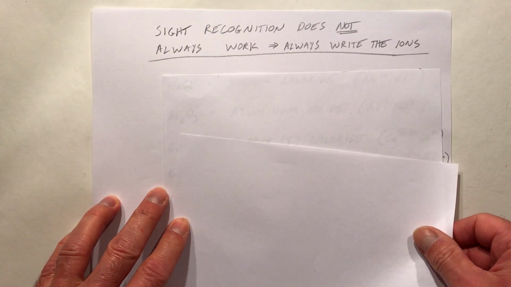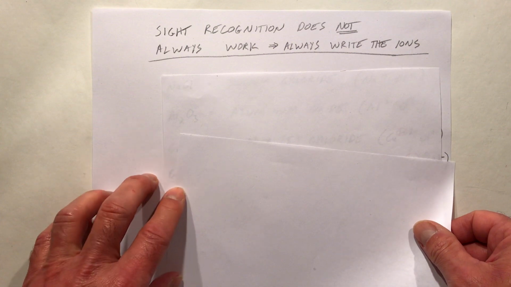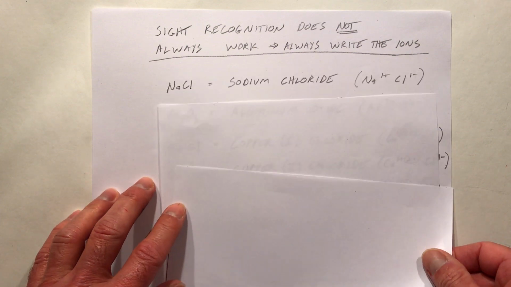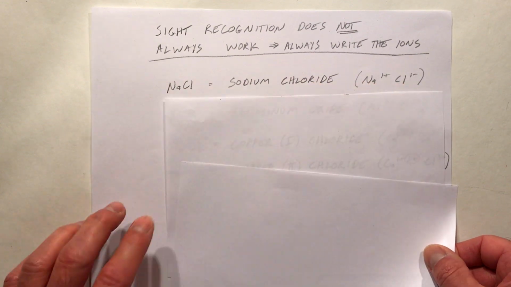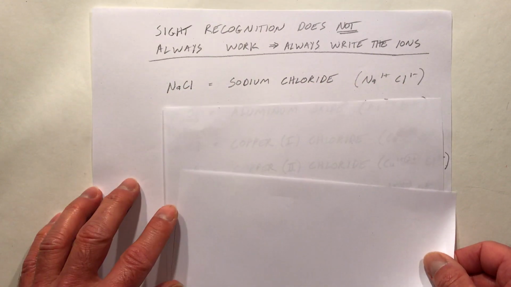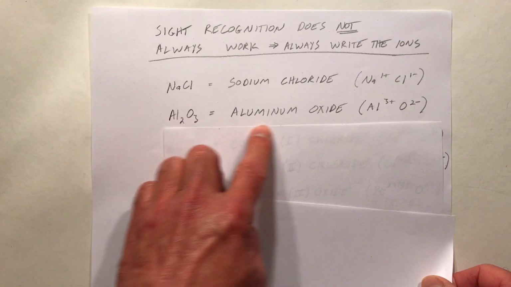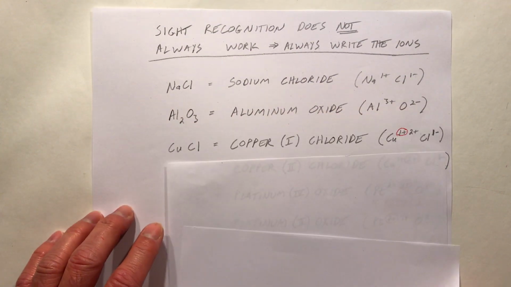So when we do some of the problems on the assignment, make sure you write the ions out. All right, so you might say, hey, NaCl, that's sodium chloride, right? Sodium ion, chloride ion. Site recognition, sodium chloride. Aluminum oxide, right? Aluminum ion, oxide ion.